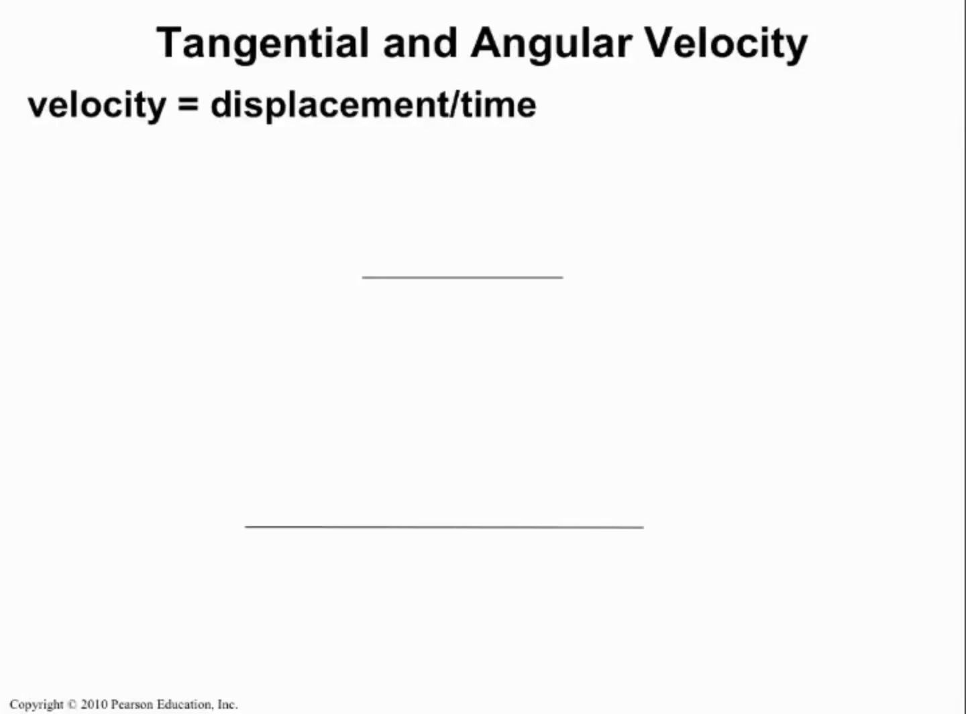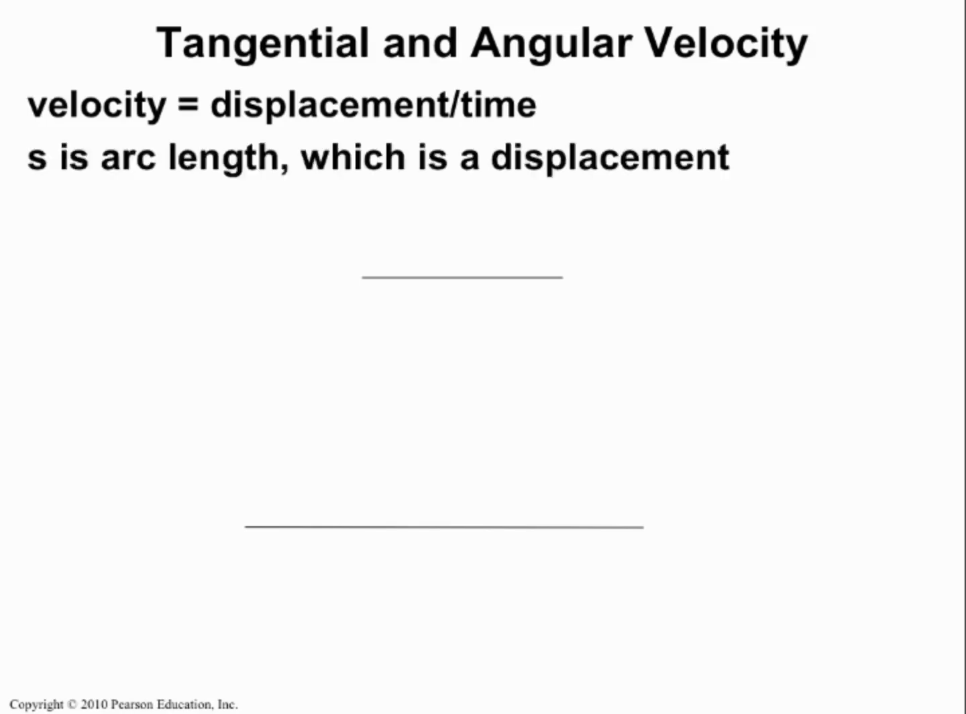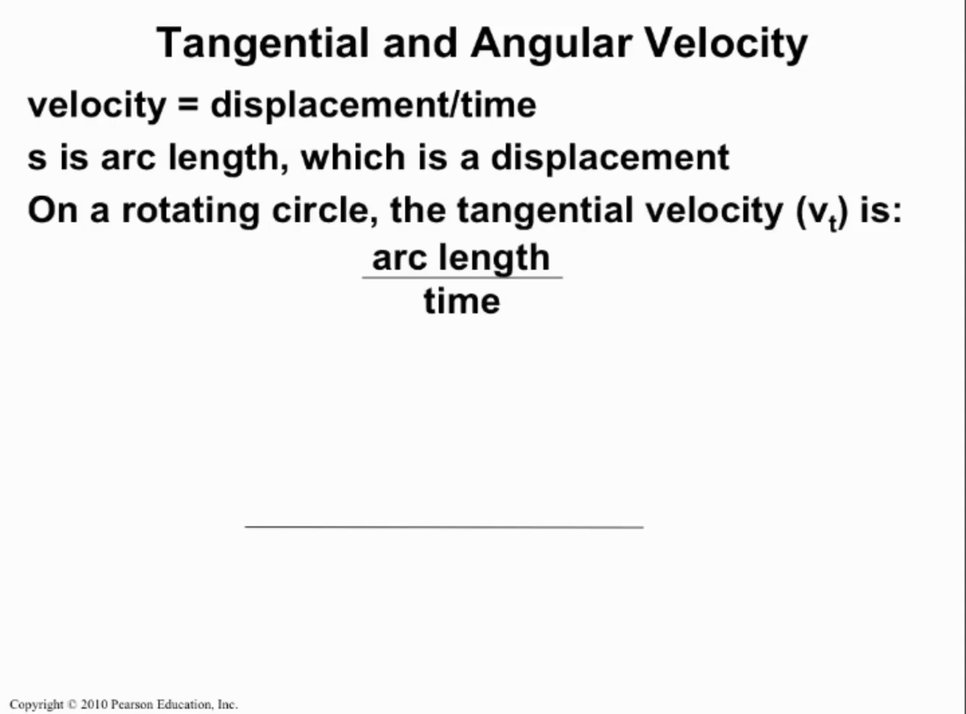Now it's time for some algebra. So if velocity equals displacement over time, this is something we have been doing all year, just displacement over time, that's the definition of velocity. And if s is an arc length, which is a displacement, it is a displacement around the outer edge of the circle. On a rotating circle, the tangential velocity, v sub t, is arc length over time. So that makes sense. We just have distance over time. So arc length over time. And so v sub t equals s over t.